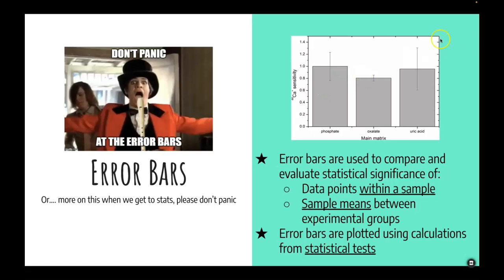When the bars do not overlap, then this can indicate statistically significant differences. And we're going to get more into that in another video. But when they do overlap, it means that your differences may not be statistically meaningful. So for example, you can compare phosphate to oxalate. The values don't really overlap. So that means that you can predict that there is some statistical difference between these values. But phosphate and uric acid, you see how these values overlap. So then you can predict that there is no statistical significance.